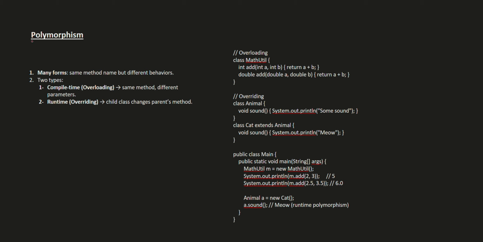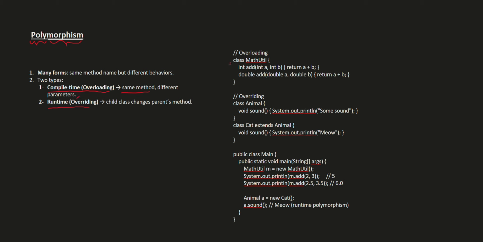Polymorphism. Poly means many, morphism means forms. So, same method name but different behavior. So we have two types of polymorphism. One is compile time, achieved via overloading. The other one is runtime, achieved by overriding. So overloading is same method name but different parameters or different data types, etc.